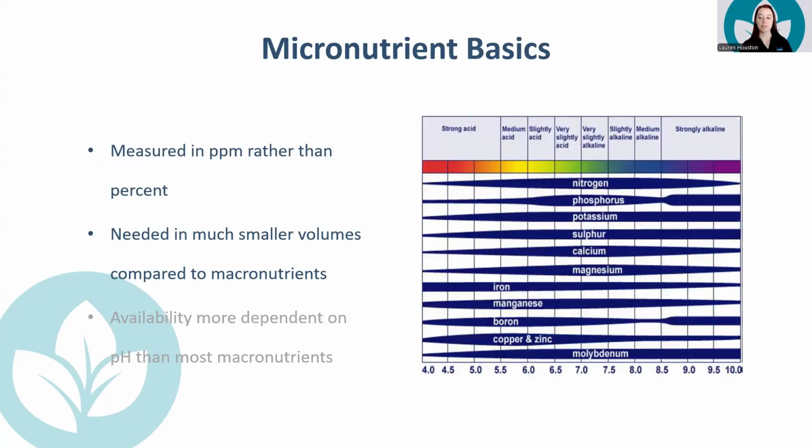Because micronutrients are needed by plants in such small quantities, they're usually measured in parts per million rather than in percent. Usually in nutrient solutions and plant tissue tests, we'll test macronutrients in percent. Micronutrients will be measured in parts per million. Like macronutrients, the availability of micronutrients is heavily dependent on the pH of the root zone environment. This is true for all growing systems, including traditional field soil, soilless growing media, and true hydroponic systems.